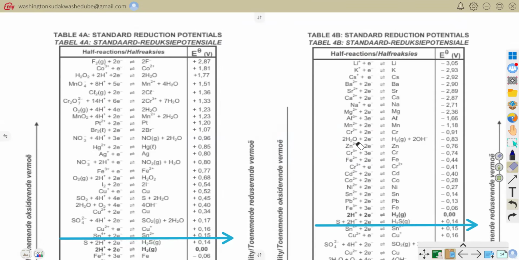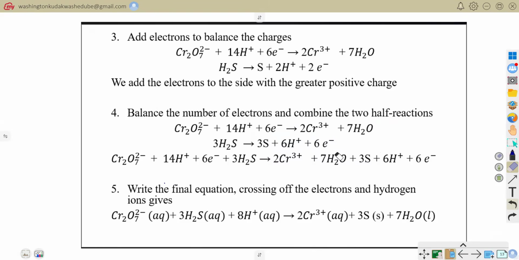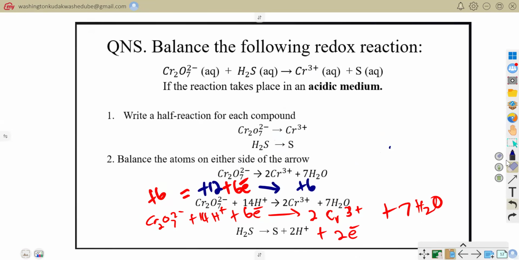Now, you would see that everything that we have done, we could have just used what we refer to as standard reduction potential tables. These tables are the ones being used to make our life easy. However, a question might come wanting you to do exactly as we have done here. It would want you to follow these steps.